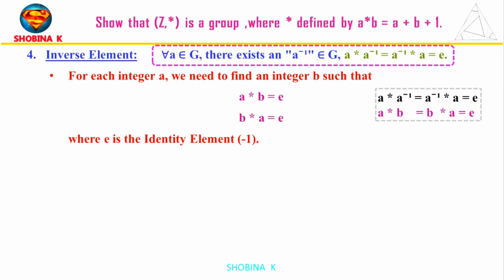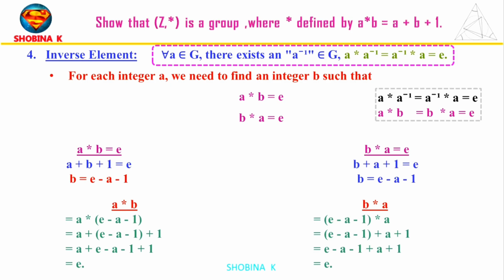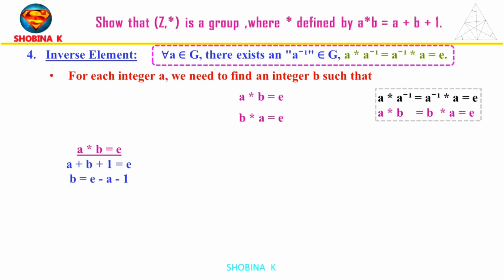And here we need to apply the identity property to the equation a * b and b * a = e. The inverse property states that for every element a in the group, there exists a unique element called a inverse in the same group. And when you combine a and the inverse element using the group's binary operation, it results in the group's identity element. The mathematical expression for the inverse property is given. That is a * a inverse and a inverse * a = e.